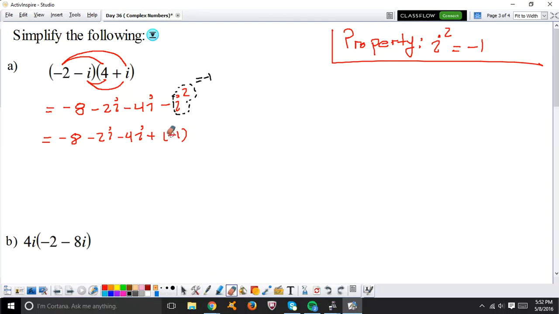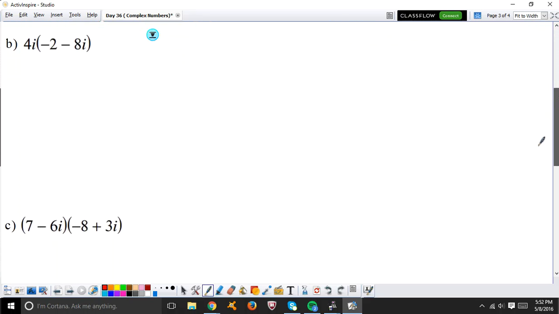Okay. And now we can combine real numbers first, so the numbers without the i first. So -8 plus 1, that's equals to -7. -2i minus 4i, so that's -6i. Nothing fancy here. Now the only difference is that if you see an i to the second, you can just substitute it with a -1. Let's do another example here.